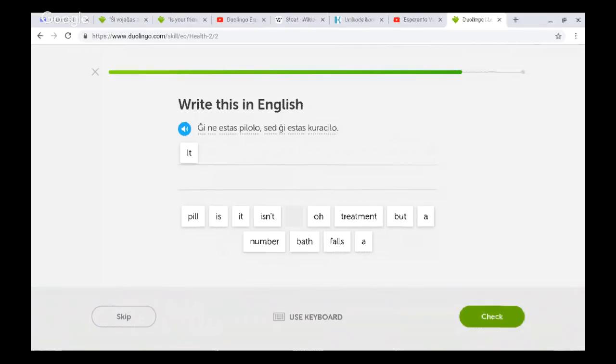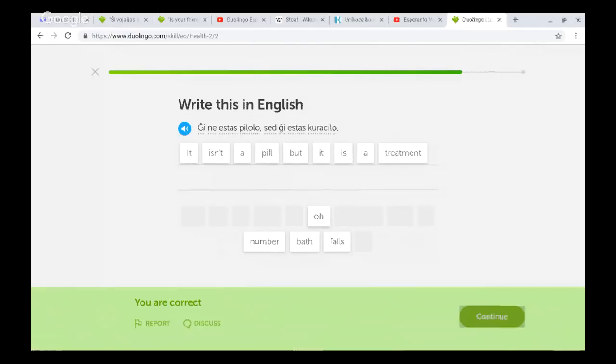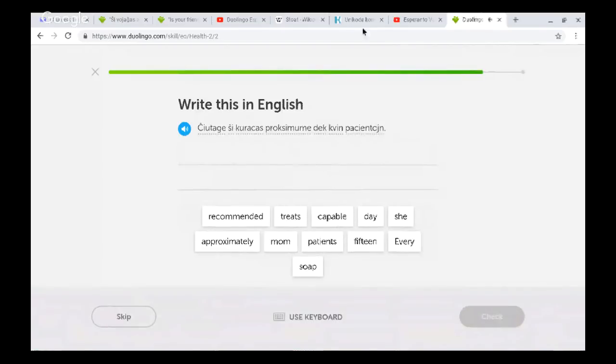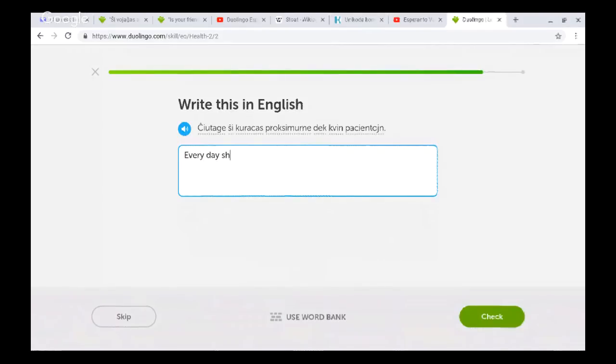It isn't a treatment. It isn't a pill. It is not a pill. All right, I'm going to see if I can do this way. Every day, she treats about 15 patients.